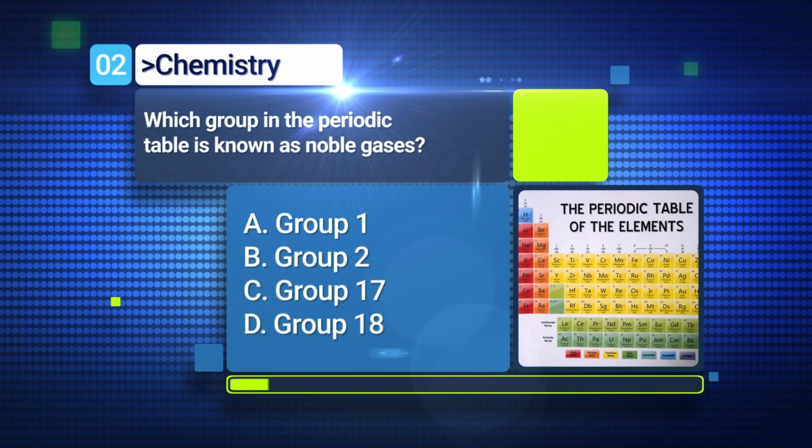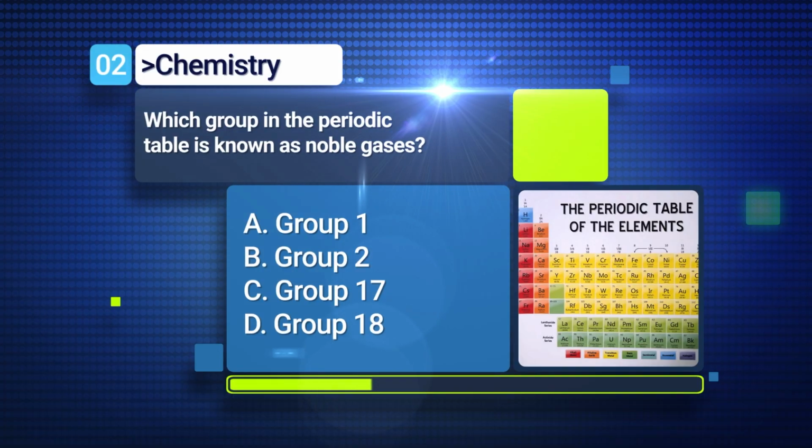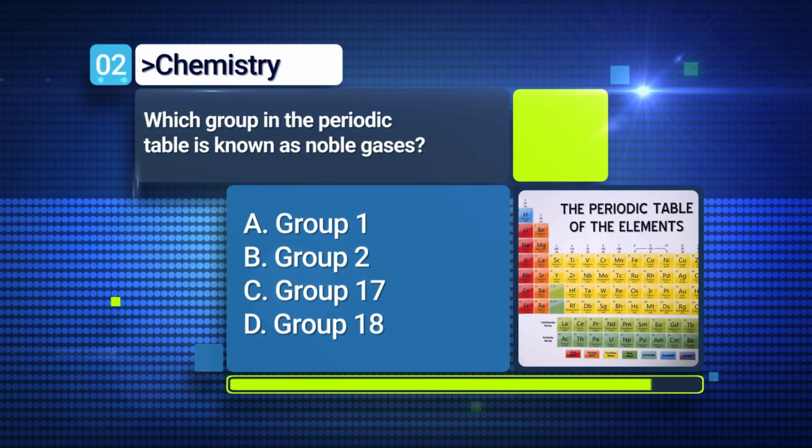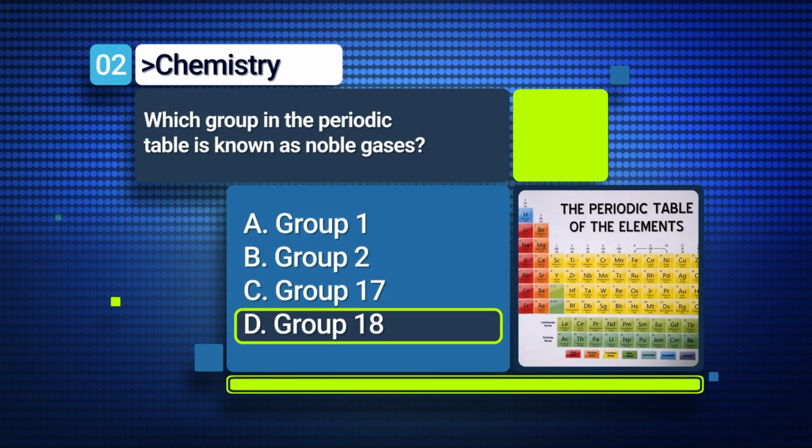Question 2. Which group in the periodic table is known as noble gases? A. Group 1. B. Group 2. C. Group 17. Or D. Group 18. The answer is D.